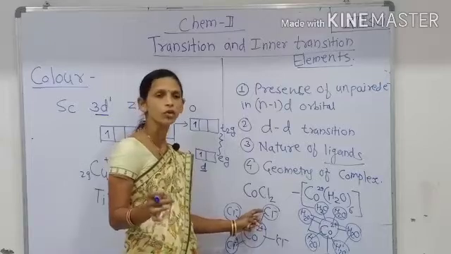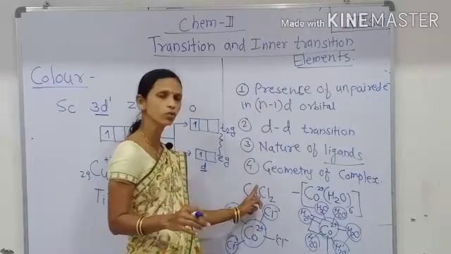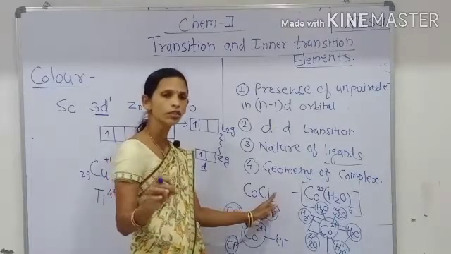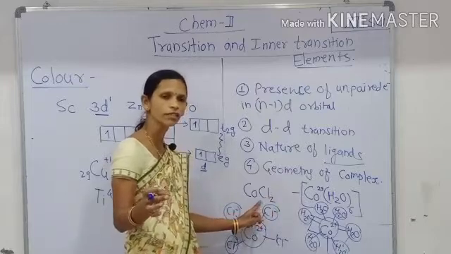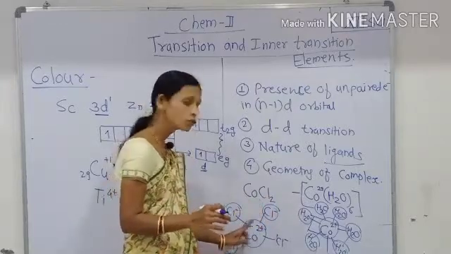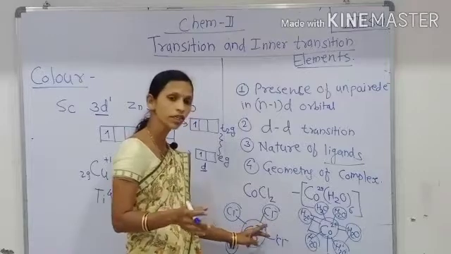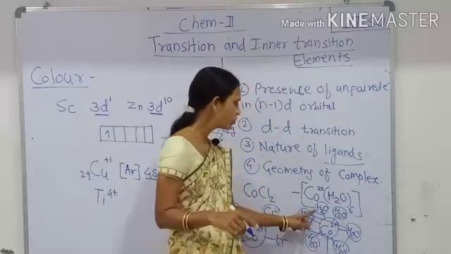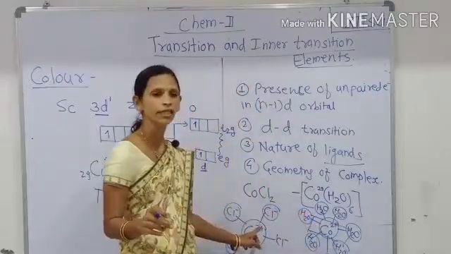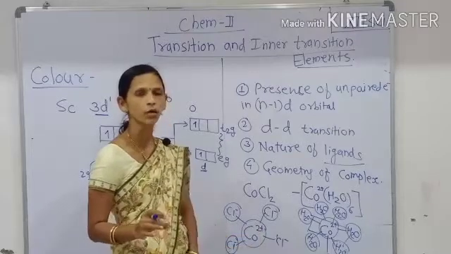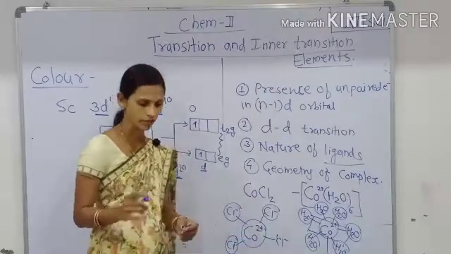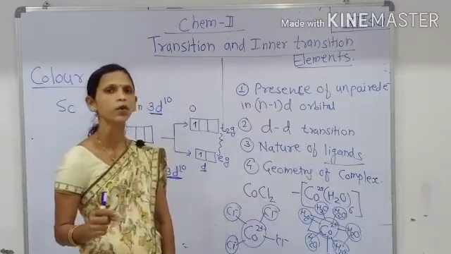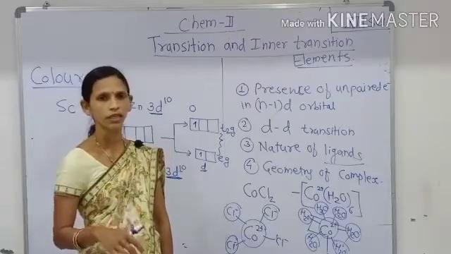When hydrochloric acid is added into the aqueous solution of cobalt chloride, which is originally pink in color, it turns blue. That color change depends upon the geometry of the complex and the nature of the ligand. That is about the color of the transition elements. Then we will discuss the next property, the catalytic property of the transition elements, in the next lecture.